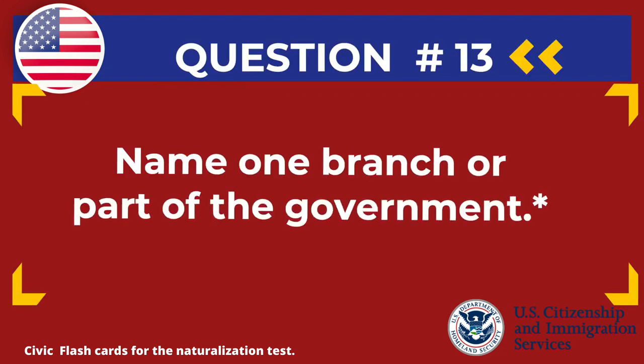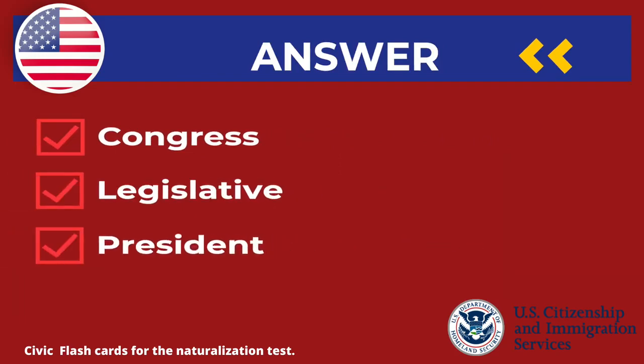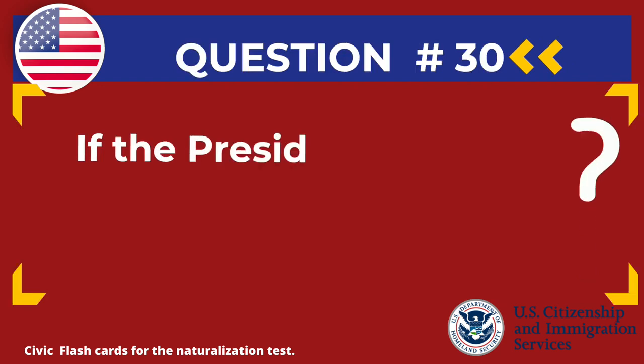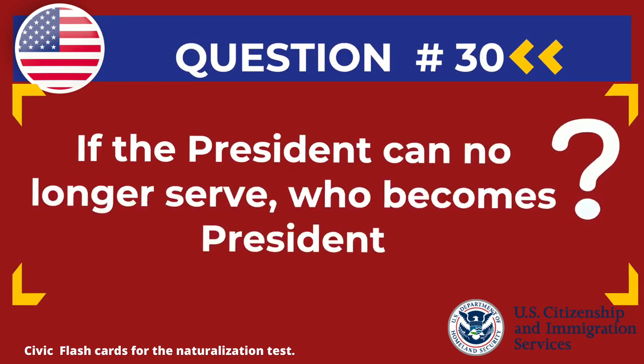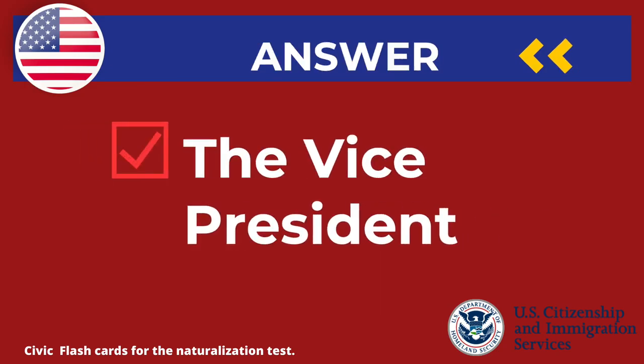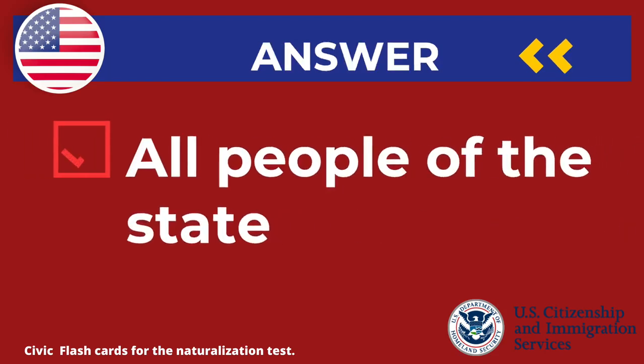Name one branch or part of the government. Congress. Legislative. President. Executive. The courts. Judicial. If the president can no longer serve, who becomes president? The vice president. Who does a U.S. senator represent? All people of the state.